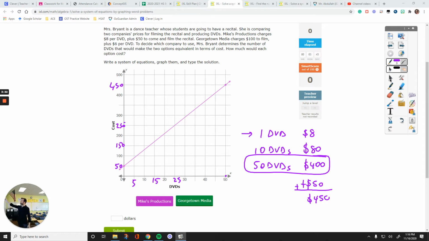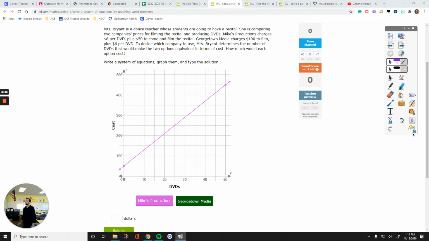Let's do the Georgetown Media. Let's clear everything out. Now we are dealing with the green one. Georgetown Media charges $100 to film. So it'll start from 100 no matter how many DVDs we are going to have, and then $6 per DVD. Now let's start writing. We need a green color. $6. One DVD is $6.